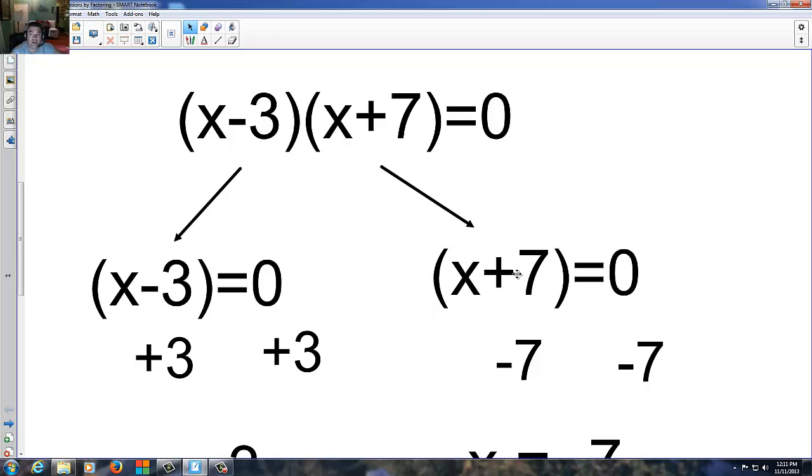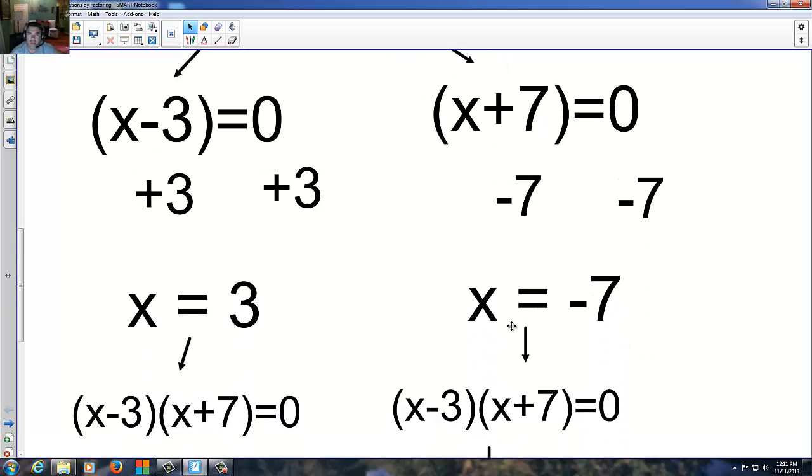Over here, we have x plus 7 equals 0. So instead of plus 7, you're going to minus 7. Minus 7 to one side, minus 7 to the other. Therefore, you have two separate answers. You can either say the answer is 3 or negative 7.